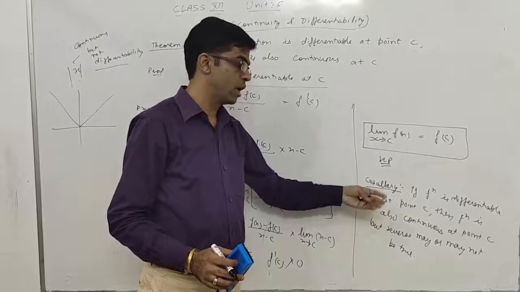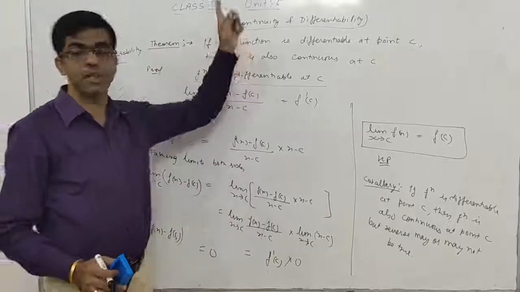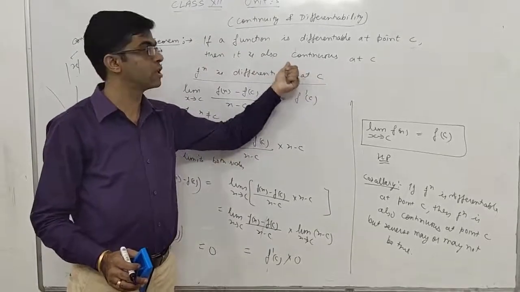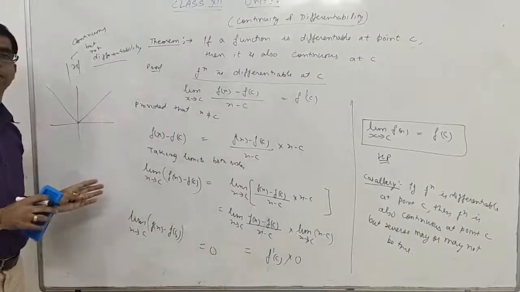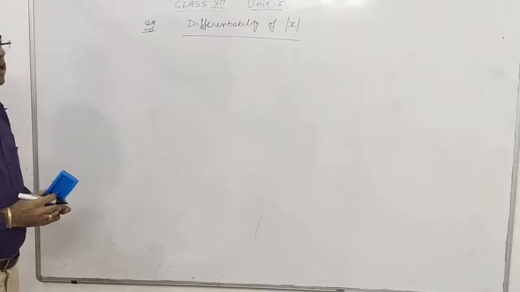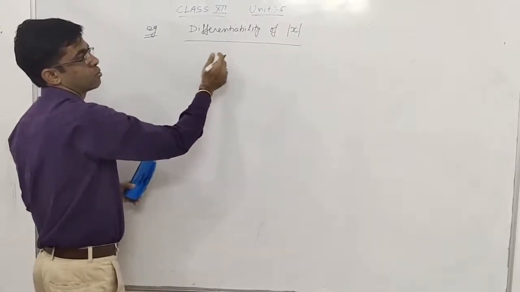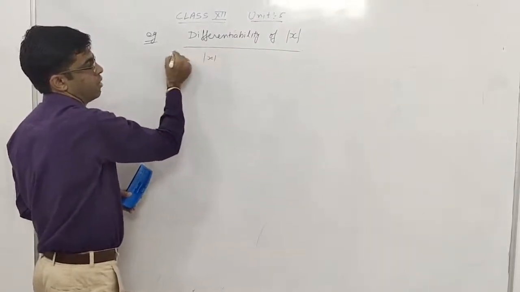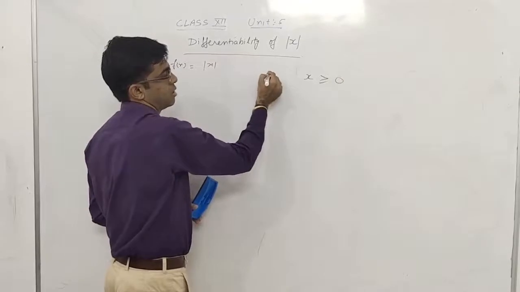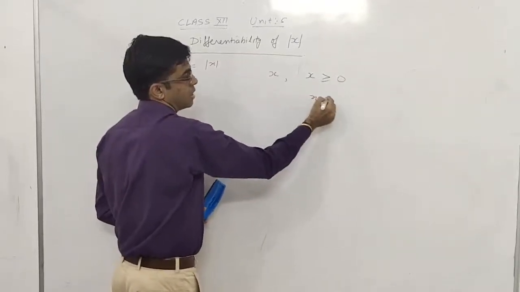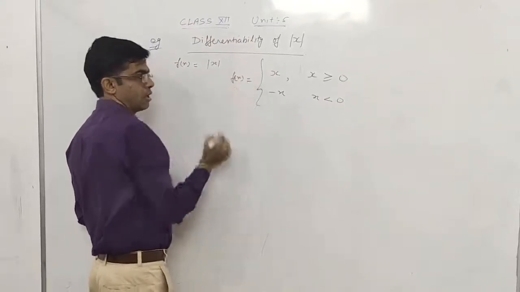If the function is continuous, it can be differentiable, but it's not necessary that a continuous function is always differentiable, but a differentiable function is always continuous. जो फंक्शन डिफरेंशिएबल होंगे वो कंटीन्यूअस तो होंगे ही होंगे, बट जो फंक्शन कंटीन्यूअस हैं वो हो भी सकते हैं डिफरेंशिएबल और नहीं भी हो सकते. In this example, we will check the differentiability of this mod x function at x equals to 0. So mod x function, we know that the definition is x for x greater than or equal to 0. This is positive x, and for x less than 0, this function is negative x.